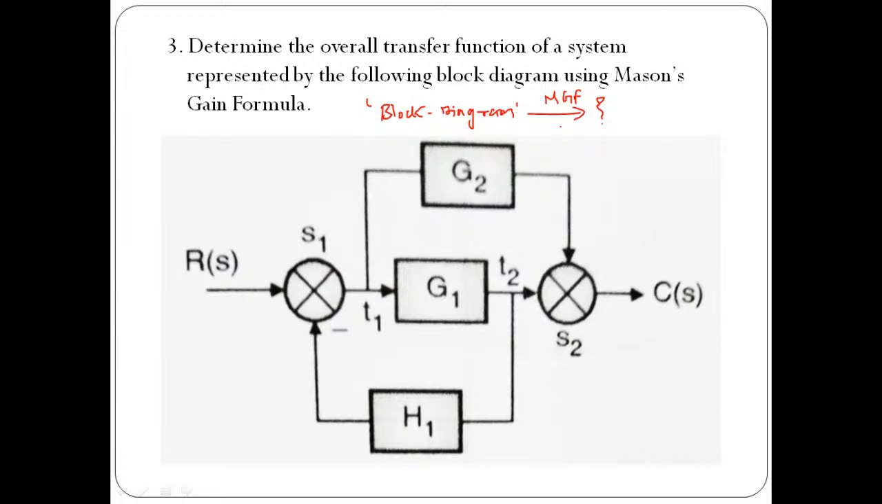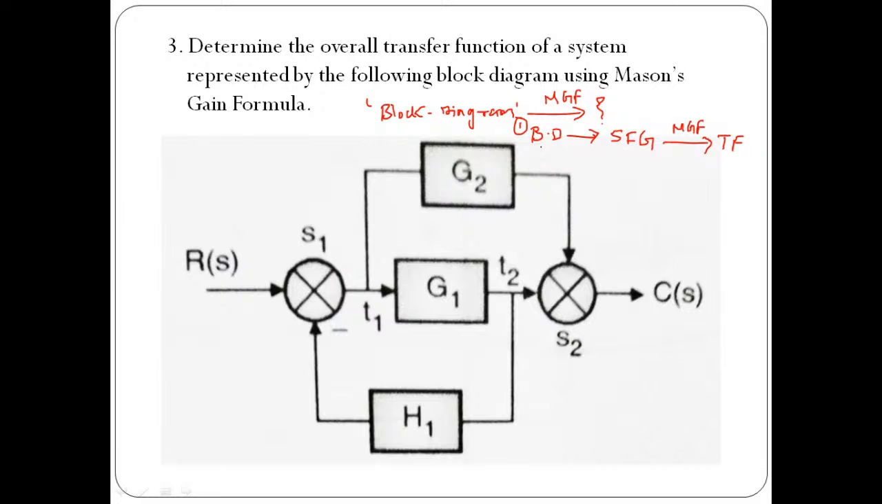Now, I told you that Mason's gain formula is applicable for a signal flow graph, but here the system is represented in the form of a block diagram. So what we need to do? First of all, we are going to convert this block diagram into its corresponding signal flow graph. And then in the next step, apply the logic, that means from step number 1 to step number 4, to convert this signal flow graph into its corresponding transfer function using the concept of Mason's gain formula. So this will be the logic to solve this particular numerical.